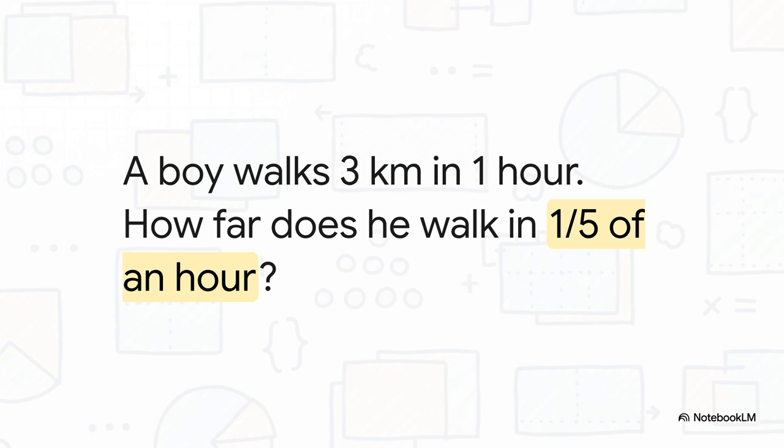Ready for another one? This one's a little different. A boy can walk 3 kilometers in a whole hour. So, how far can he get in just 1/5 of an hour? Well, here we're trying to find a fraction of a whole number. We want to know what 1/5 of 3 is. So we multiply 1/5 by 3, and that gives us 3/5 of a kilometer.